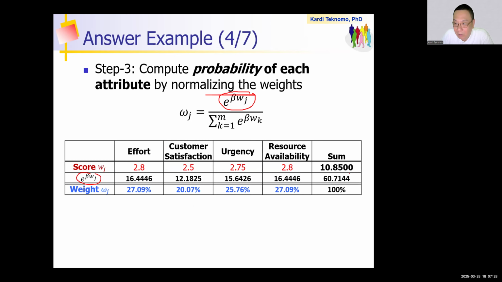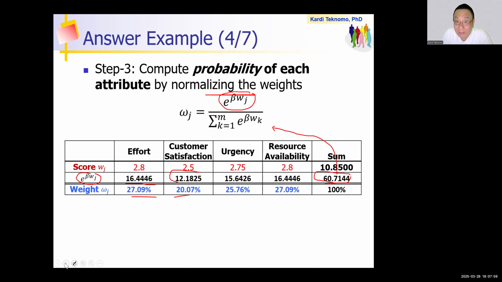And then you get the sum, right? So what is this sum? This sum represents the denominator here. So then the weight is easy. This one, 16 point something divided by 60, so you get 27. 12 divided by 60, you get 20. So now it becomes a simple proportion. After you compute the exponent, you will get a simple proportion.